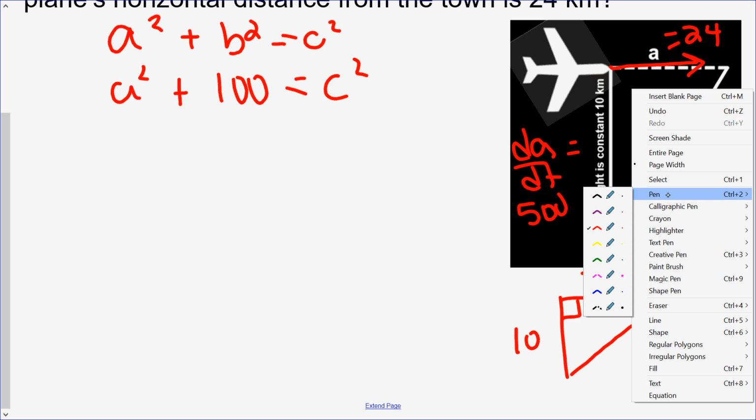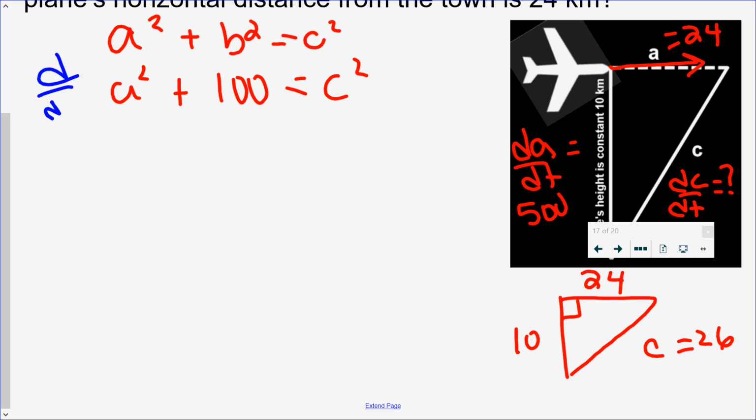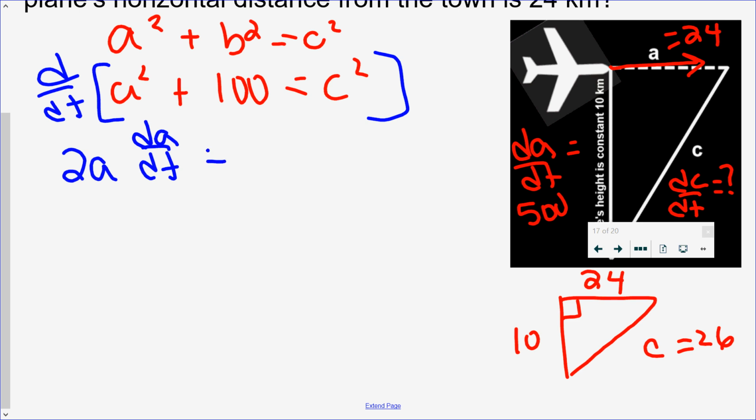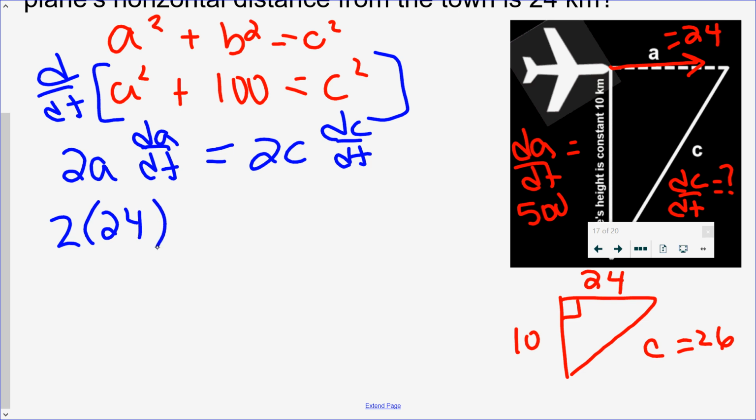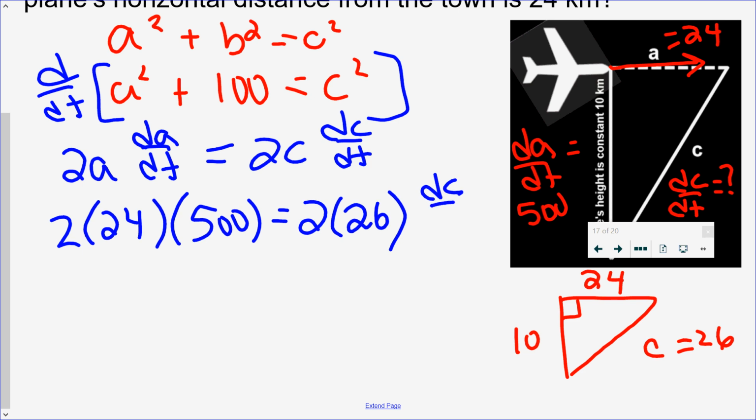Okay, so now I can take the derivative of both sides with respect to time. So the derivative of a squared is 2a times da by dt. Derivative of 100 is just 0, equals derivative of c squared is 2c, and then I'll multiply that by dc by dt. So let's plug in what we know. So 2a, 24, da by dt is 500, equals 2c, so 2 times c, which we just calculated was 26, and then times dc by dt, which is the quantity that we want.